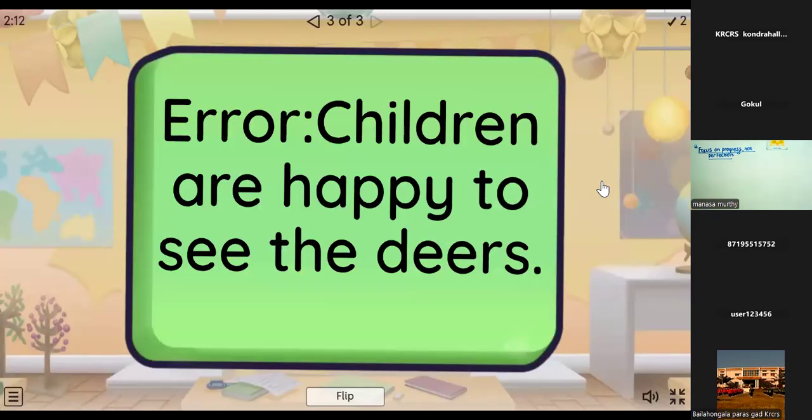So in this sentence, as usual, there is a small error. What is the error? Children are happy to see the deers.